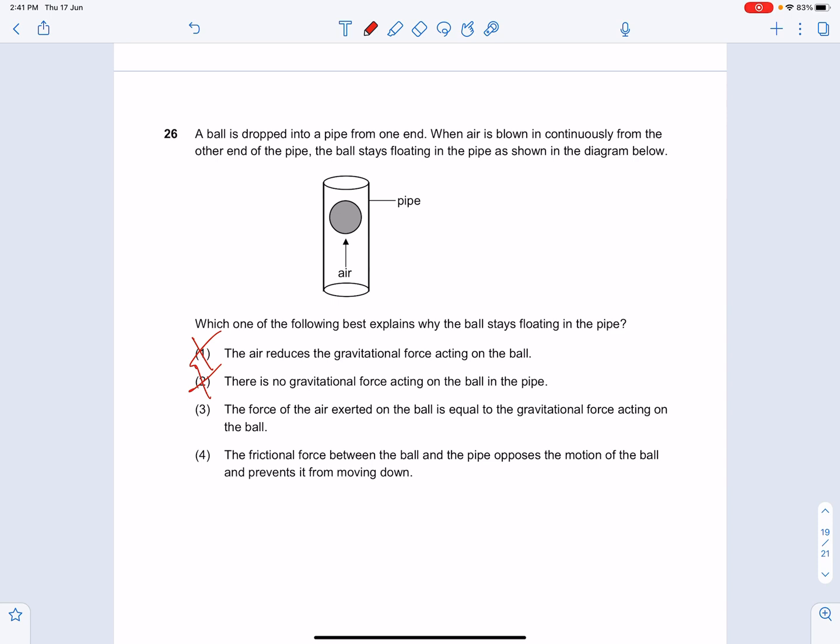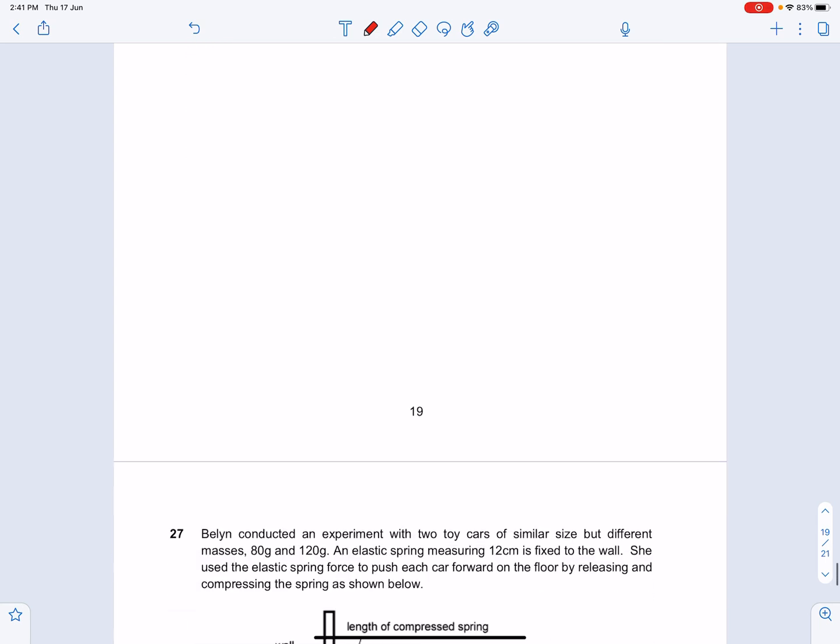Option 3, the force of the air exerted on the ball is equal to the gravitational force acting on the ball. This is correct. That's why it is floating at this point. Option 4, the frictional force between the ball and the pipe opposes the motion of the ball and prevents it from moving down. There is no contact. Remember, frictional force is a contact force, so it needs 2 surfaces in contact in order to have it. In this case, that is not happening. Therefore, your option is 3.